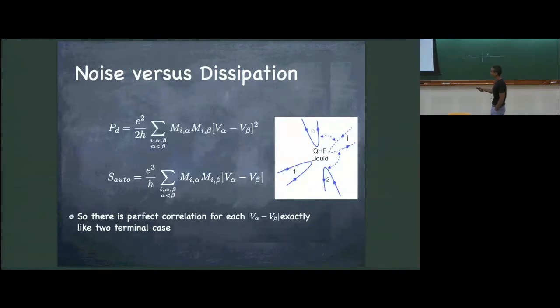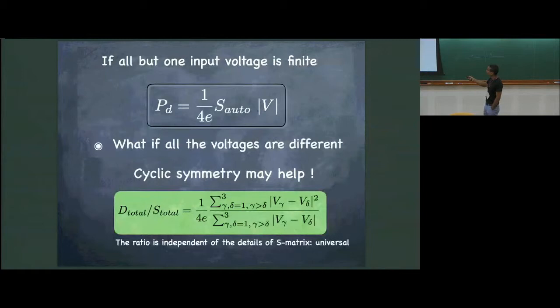We write down the expressions for the noise and dissipation in terms of the current splitting matrix, and we see that, at least for the components which correspond to different voltage differences, they are actually identical. So one thing which you immediately arrive at is that if you impose only one voltage on one of the incoming edges, and put all the other voltages to 0, and then compare this ratio, it's a nice ratio. You can say that the total power dissipation is equal to 1/4 times e times S autocorrelated times the voltage bias. So there is a nice relation which you can write.